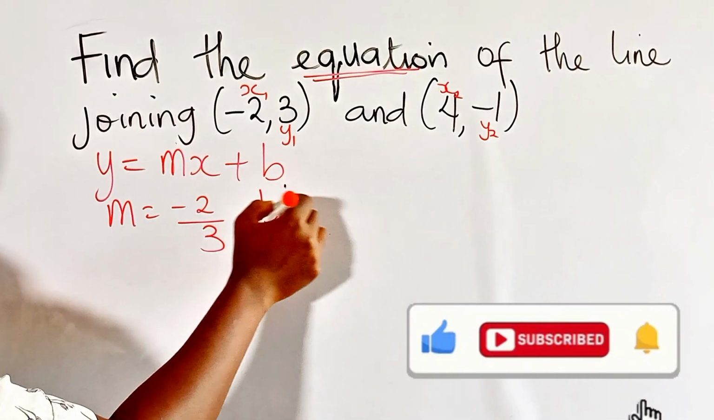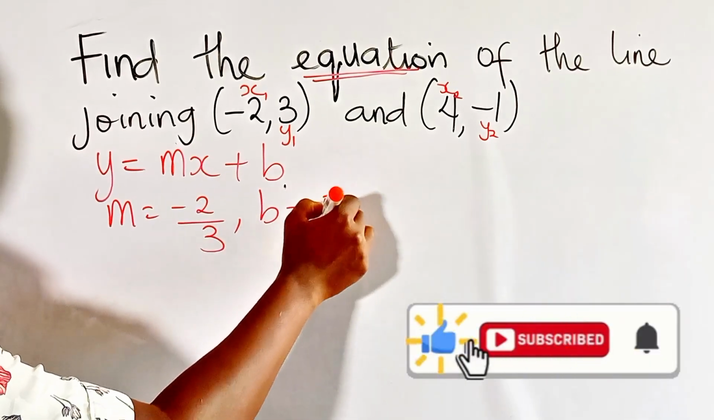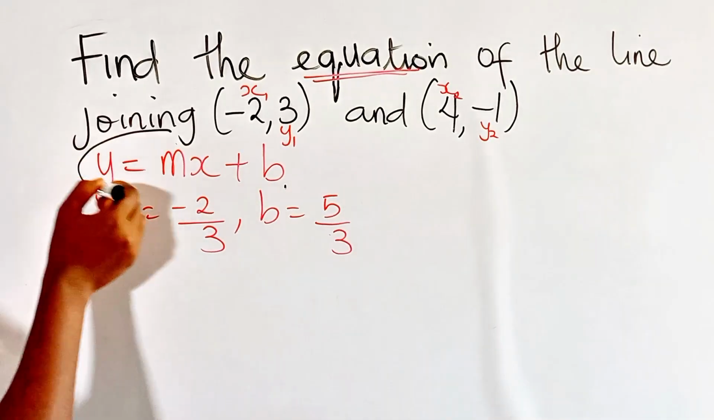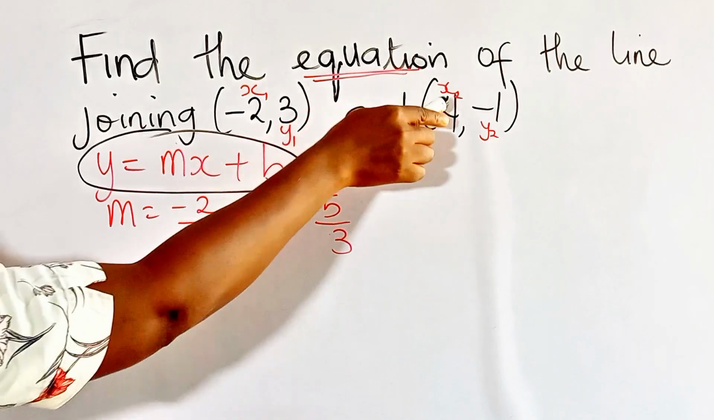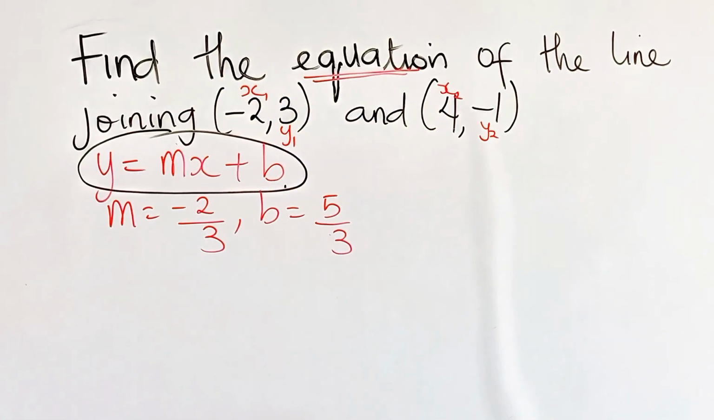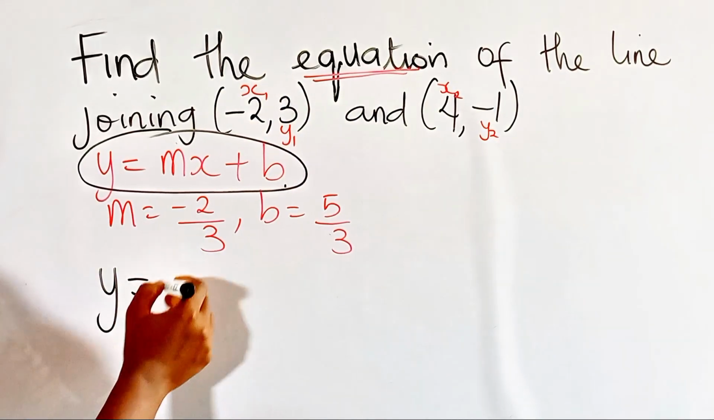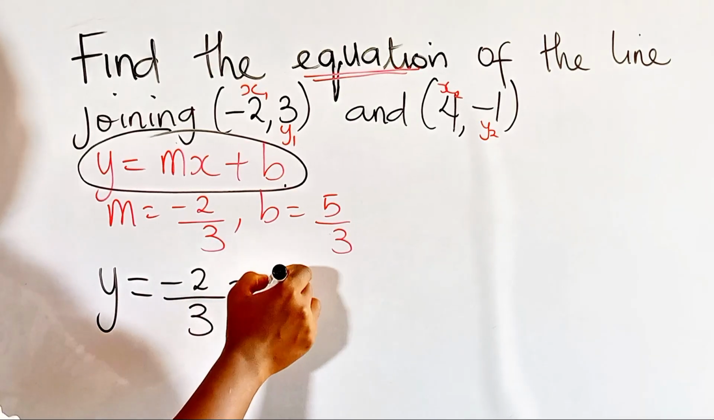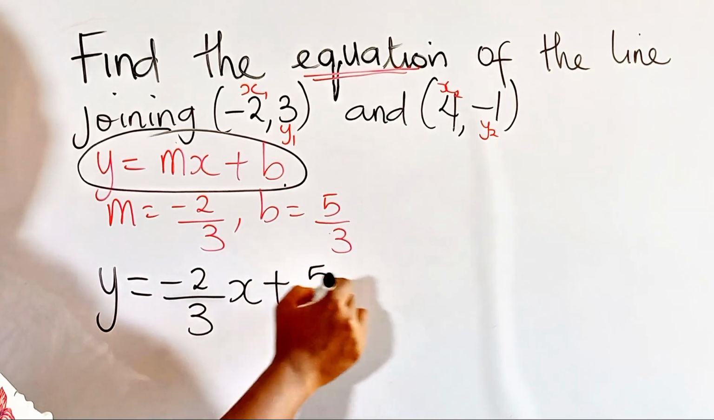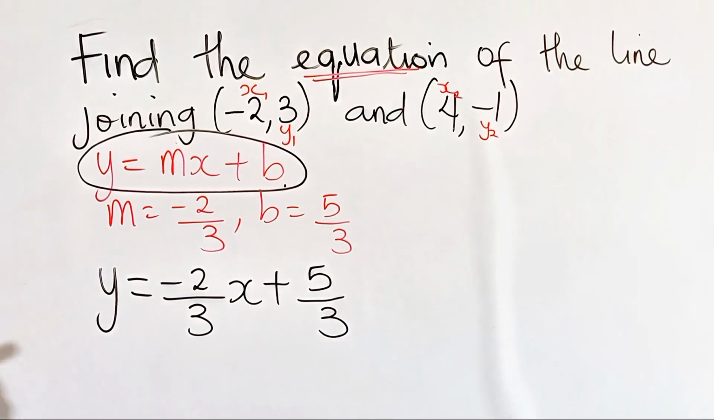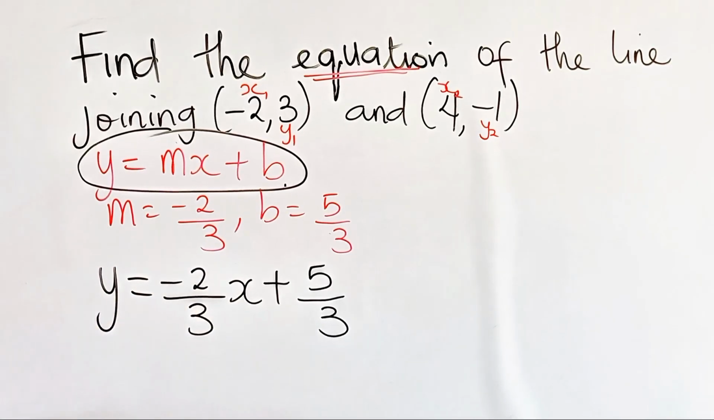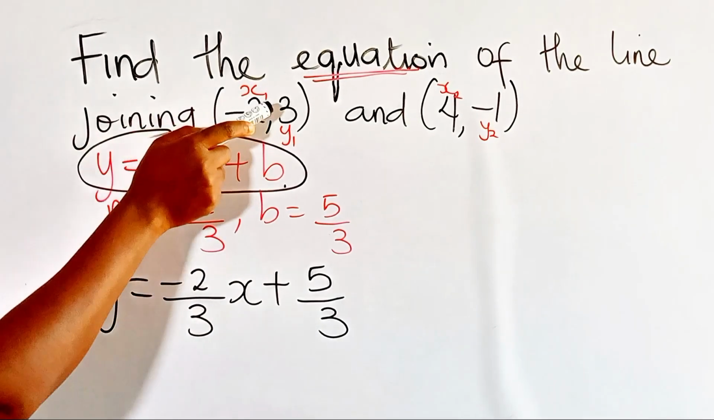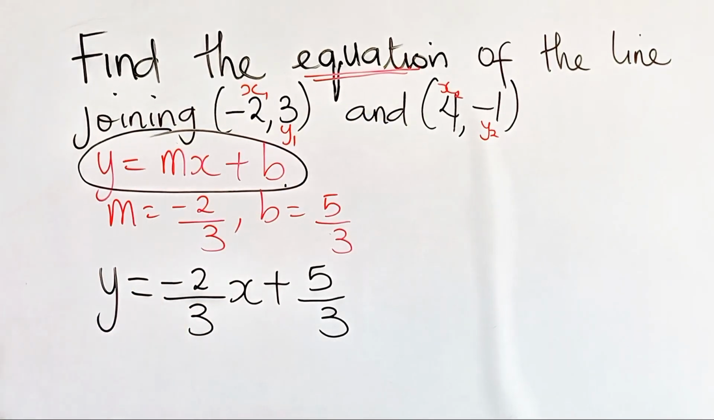So we found m to be -2/3. We have b to be equal to 5/3. The equation of the line joining these 2 points is going to be y is equal to -2/3 x plus 5/3. We are not going to stop here. We are going to check if this equation is correct by checking with these points.